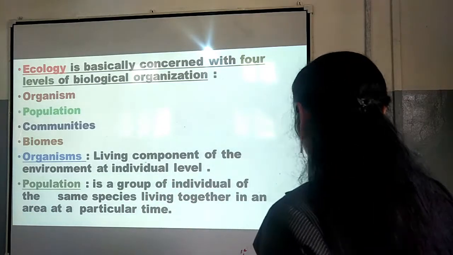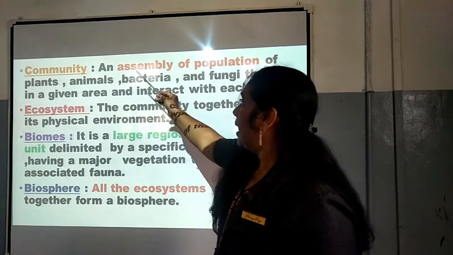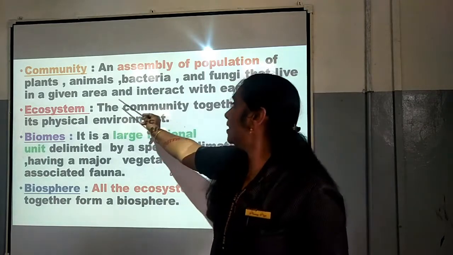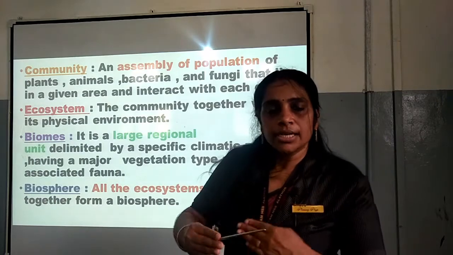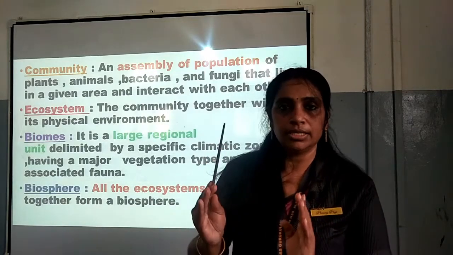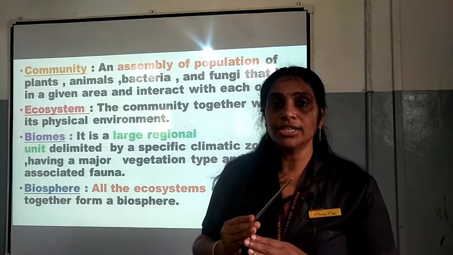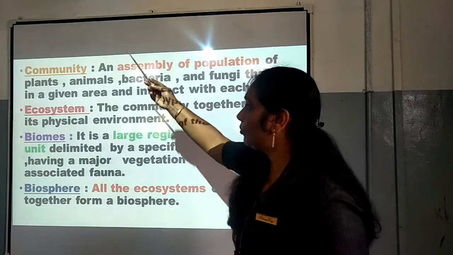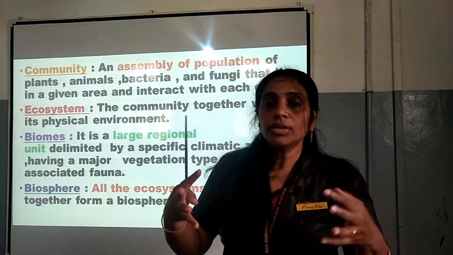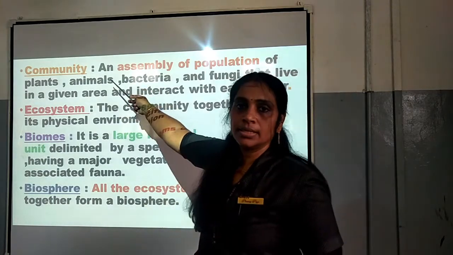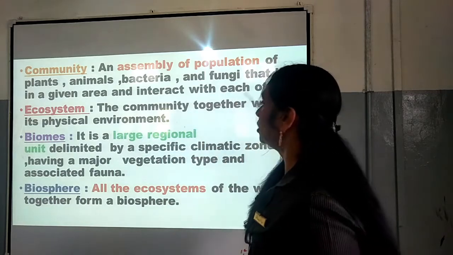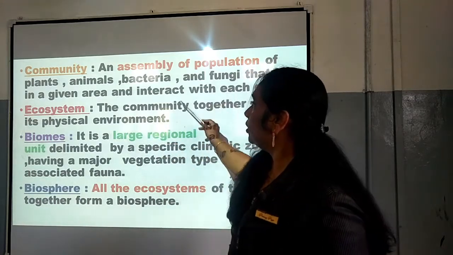population. Next is community. An assembly of population of plants, animals, bacteria and fungi that live in a given area and interact with each other. So, little bit advanced level now we came, that is organism means only a single individual is known as organism. But when we entered into the population, it is a group of individual. Now, when we saw about community, we saw that assembly of population, that is 2 or 3 population, when they combine together, we can say it as community.